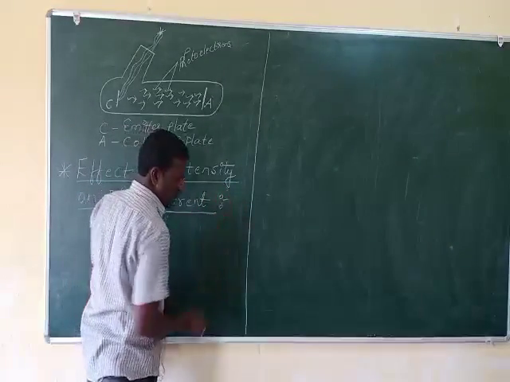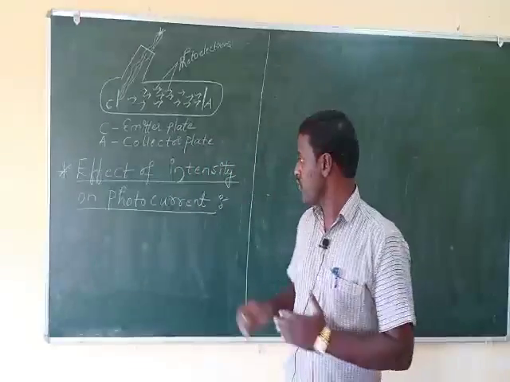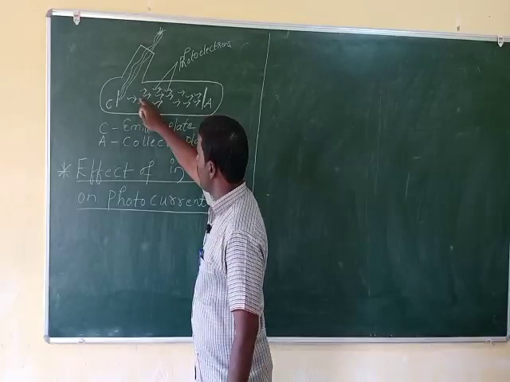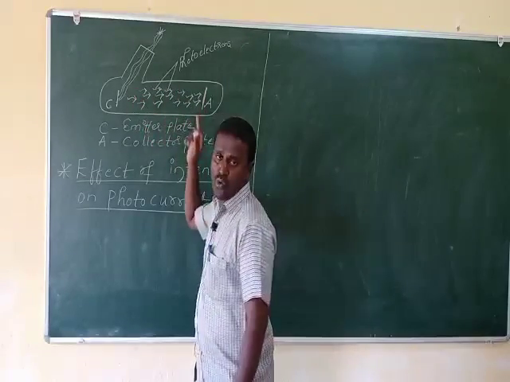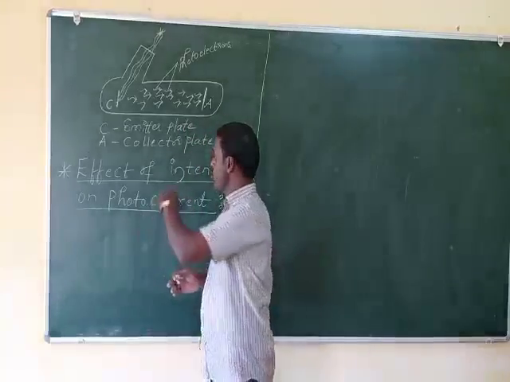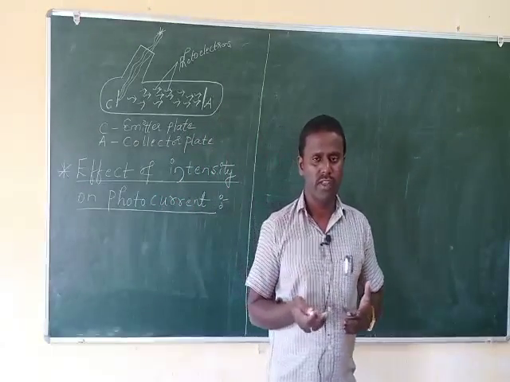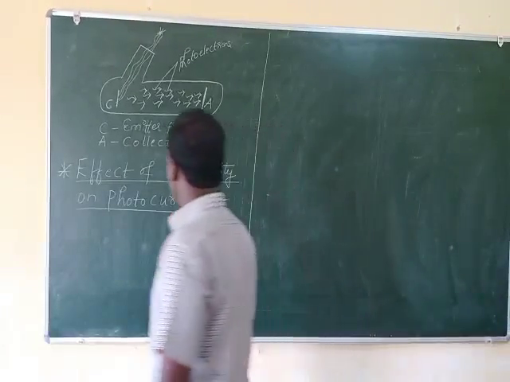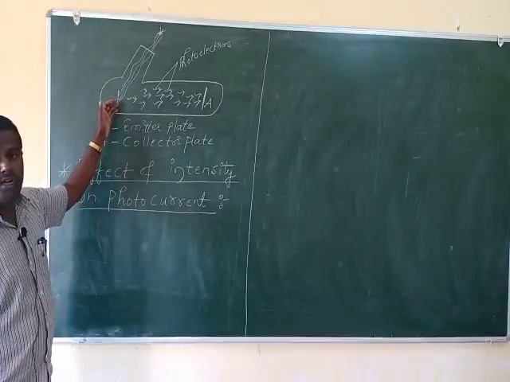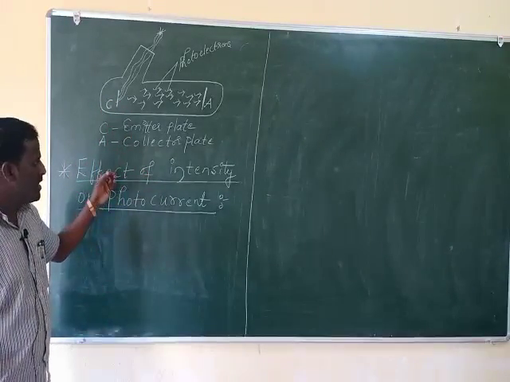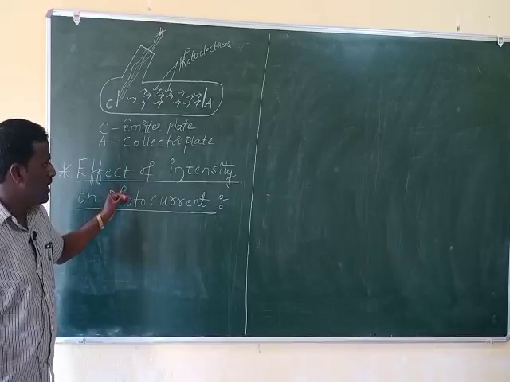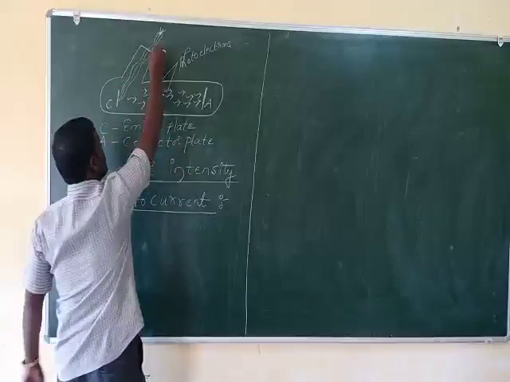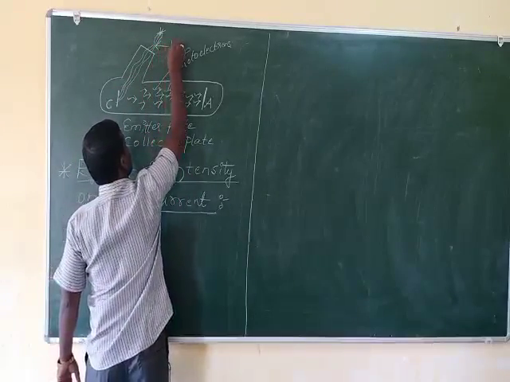See here, what you are learning now is the photocurrent. Photocurrent means the flow of photoelectrons from C to A gives rise to an electric current, which is known as photocurrent. The flow of electrons is known as a current. In this concept you are learning how this photocurrent depends on the intensity of the incident radiation.